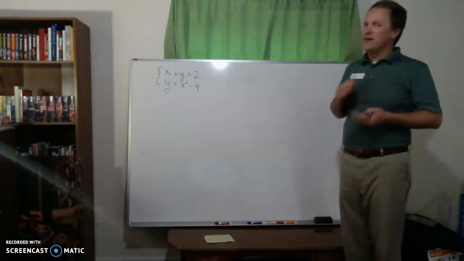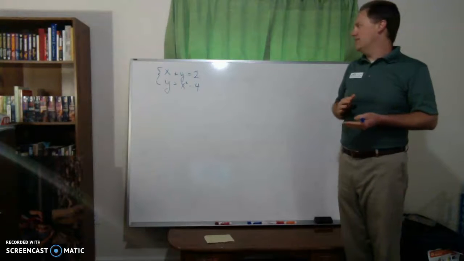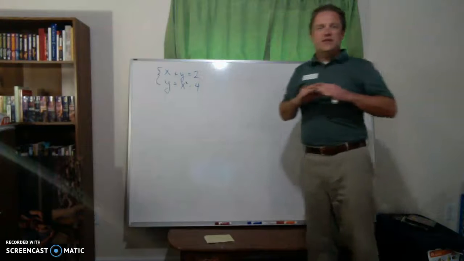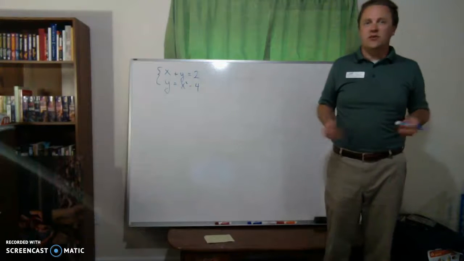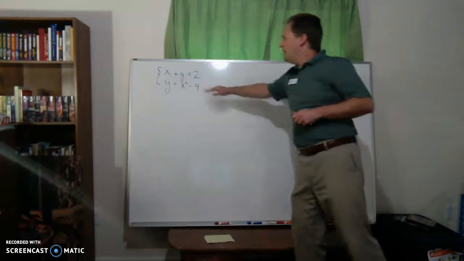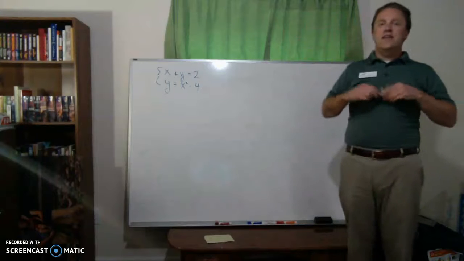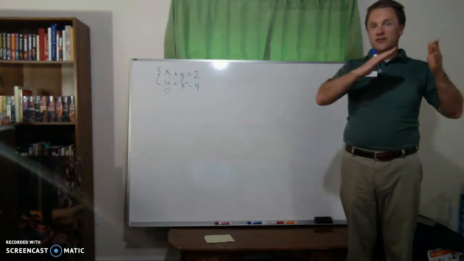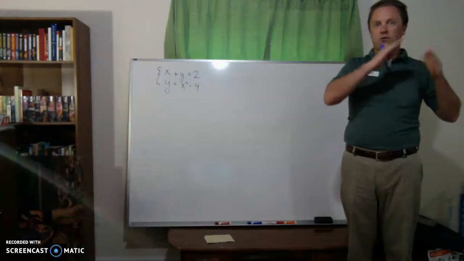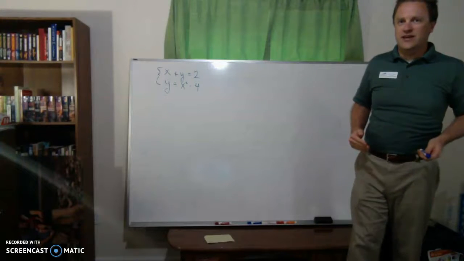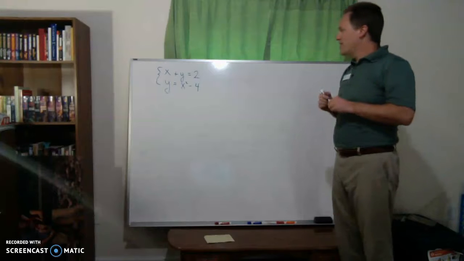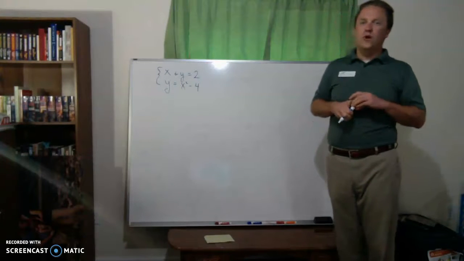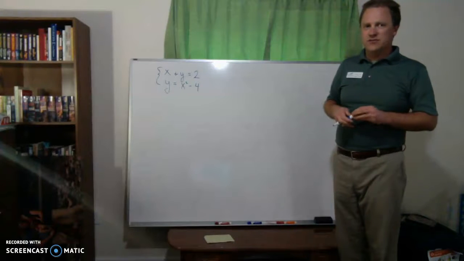Here, we could see a lot more variation. The first one, x plus y equals 2, is a linear equation that's going to give us a line. But y equals x squared minus 4 is a quadratic equation, which is going to give us a parabola. A line could cross a parabola at 0, 1, or 2 points, but it can't do more than that. So we will have 0 ordered pairs that work, 1 ordered pair, or 2 ordered pairs.